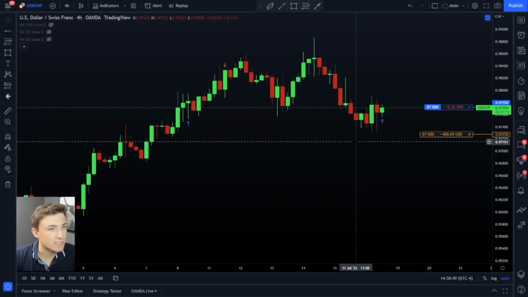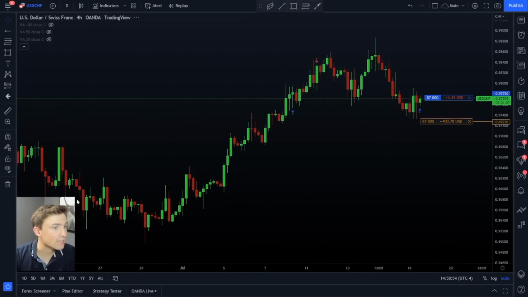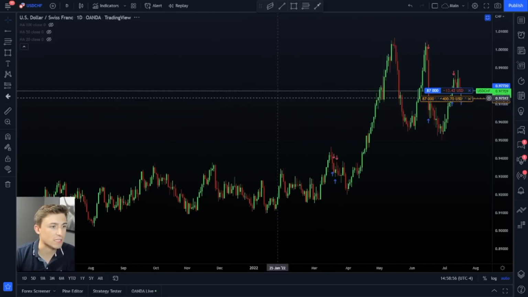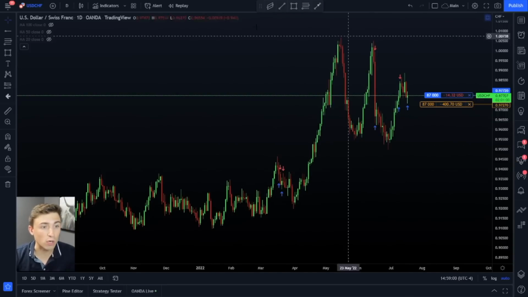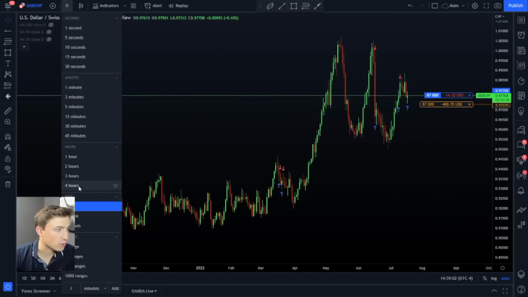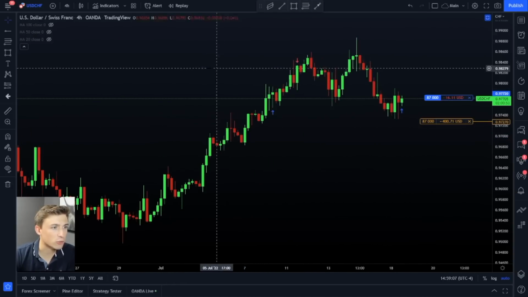Taking a look at USDCHF, we are looking at the 4-hour chart, and I want to actually start by backing out to the daily chart. If we look at the daily chart, what you can see here is that long term, the US dollar has been very, very strong. Now, if we head back to the 4-hour chart, what we've noticed here is that in recent times, we have seen a little bit of dollar Swiss bullishness.